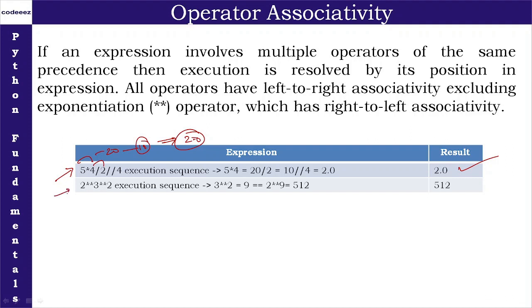Now in this second one, 2 exponent 3 exponent 2, right? So here the execution will not be from left to right. Here the execution will be from right to left. That is, first 3 raised to the power 2 will be calculated, that goes to 9, and then 2 raised to the power 9 will be calculated and that goes to 512. So this is the result we get. So this was about operator associativity. Let us check it out with a practical example.